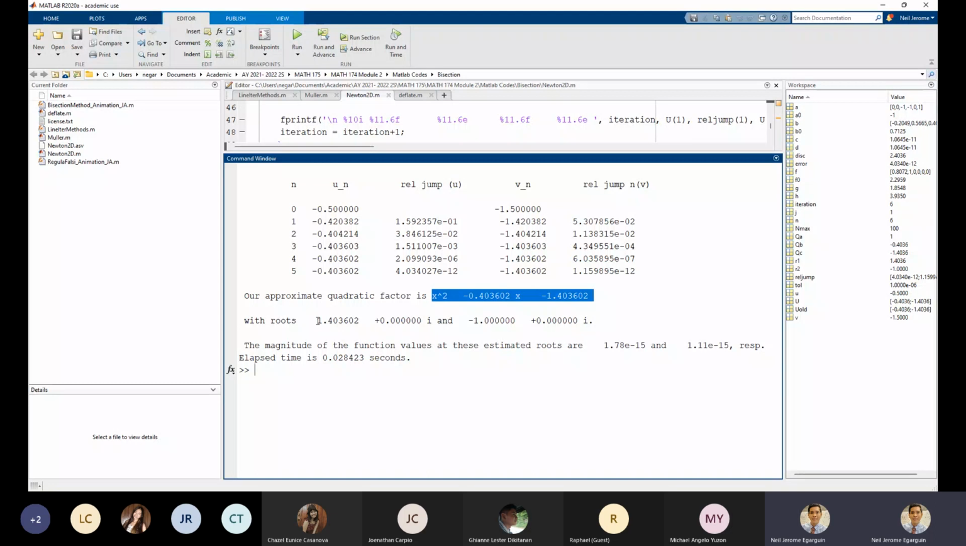All right. So we got this quadratic factor. Nagpa-quadratic formula ako dyan. Nakuha ko yung dalawang roots. This guy and this guy. All right. Sila yung mga roots nung or estimate para dun sa roots nung ating original function s. Tapos ang magnitude nung function values nila ay 10 to the negative 15 at 10 to the negative 15. So we're good. We have good results in here.